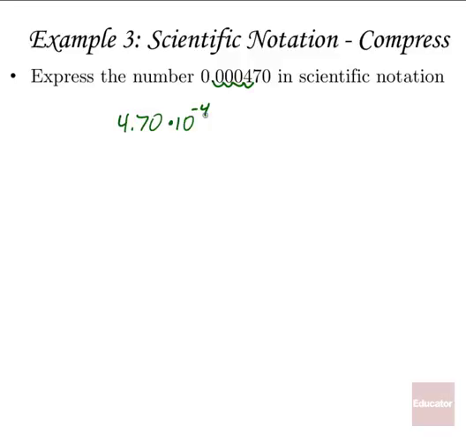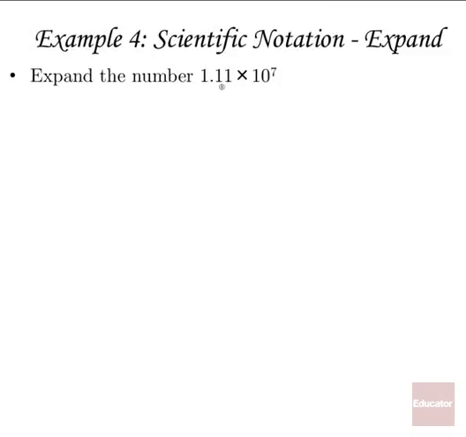And one last one. Let's see if we can expand 1.11 times 10 to the 7th. So we have 1.11, and we need to move the decimal place 7. So 1, 2, 3, 4, 5, 6, 7. So I would write that as 11,100,000.